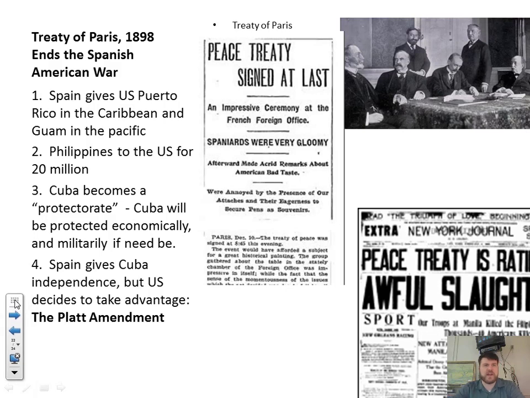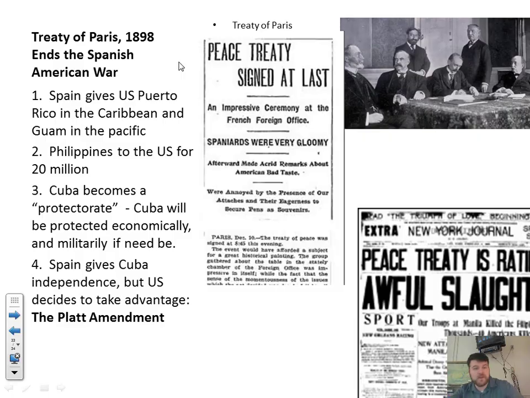And with every good war, you have to have a treaty to end it. Spanish-American War is no different. We have the Treaty of Paris. This war is really short. It doesn't even go a full year. That's how lopsided this victory is. We just crushed Spain. And to the victor go the spoils. So what are we going to take from Spain? One, Spain is going to give the U.S. Puerto Rico in the Caribbean and Guam in the Pacific. Thank you very much, Spain.